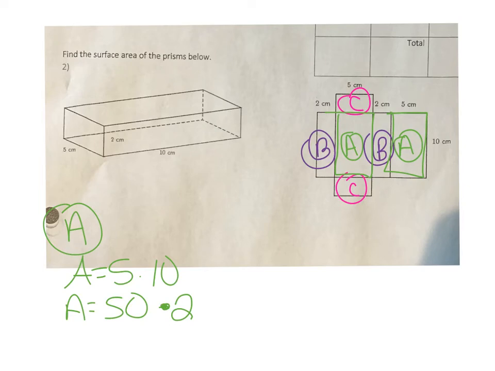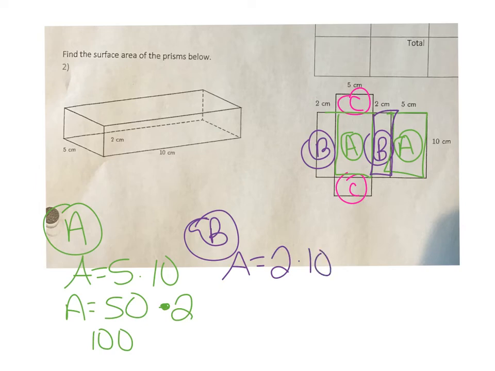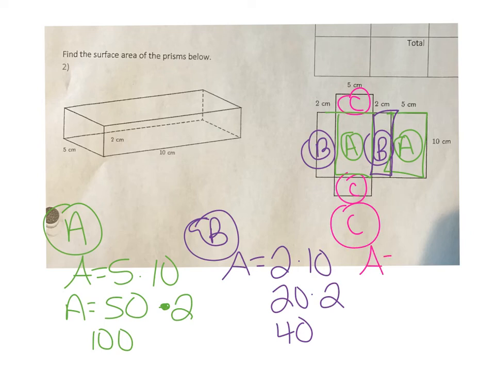So you're probably thinking, why, Miss Townsend? Why are you timesing it by 2? Well, there's 2 different A's. So we're going to multiply it by 2 and get 100 for our A's. And then our B's are going to be 2 times 10. So that's going to be 20. And then remember, there's 2 of them, so we're going to times it by 2 to get 40. And then for your C's, they're going to be 5 times 2, which is 10, and we're going to times it by 2 because there's 2 of them, which gives us 20.